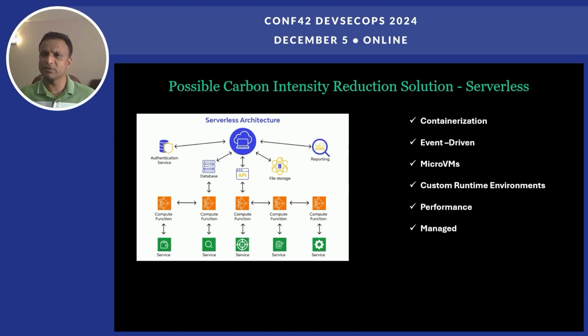To improve server utilization, one strategy is resource density, which refers to the amount of computing power and storage capacity packed into a given physical space within a data center. High resource density means more efficient use of space, power, and cooling, leading to better performance and, for the C-suite folks, lower operational costs. And some possible ways to alleviate these problems are by going serverless.